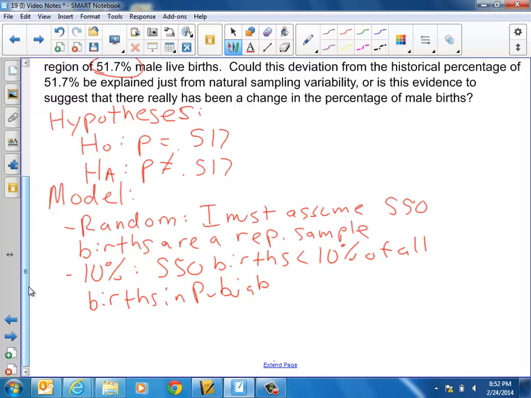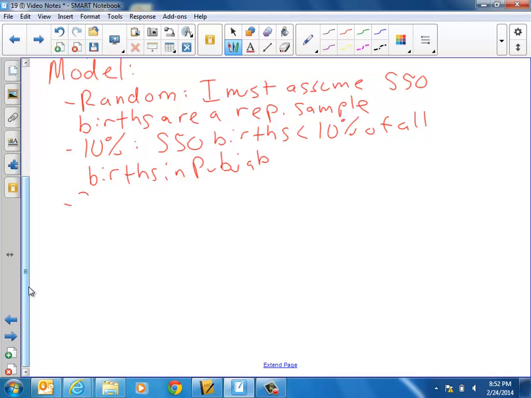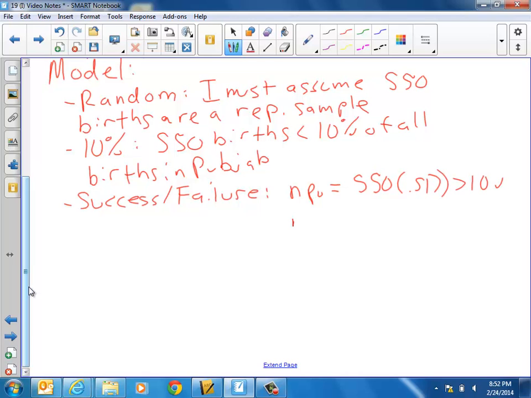And last but not least, success/failure, just like we had last slide. That again, in p naught standing for the population proportion that the defendant's claiming to be true, is equal to 550, our sample size, times 0.517. That is indeed greater than 10. And q naught would be 550 times 0.483, also indeed greater than 10. Okay, cool. So we are a go on the normal bell curve.